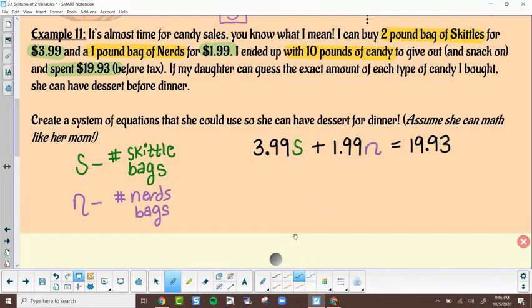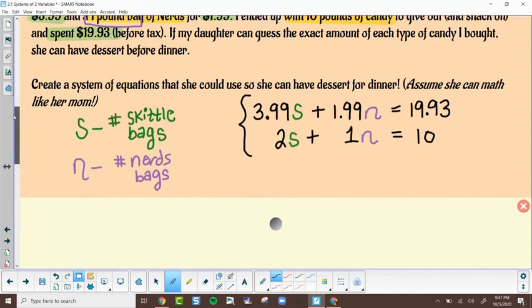The other one is dealing with pounds. Well, I have a 2 pound bag. So 2 pounds per Skittles bag plus 1 pound bag per Nerds. So here's the 1 pound bag of Nerds. Should give me 10 total pounds. And that's my system: 2 equations to help me solve for both letters. All done. Don't have to solve.